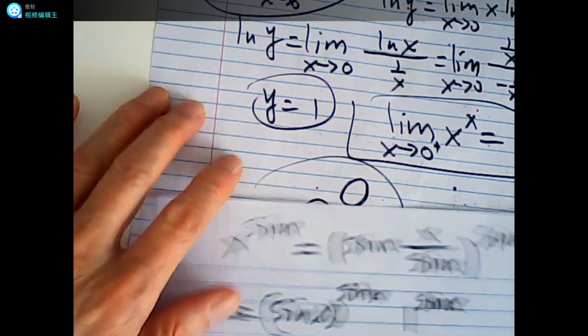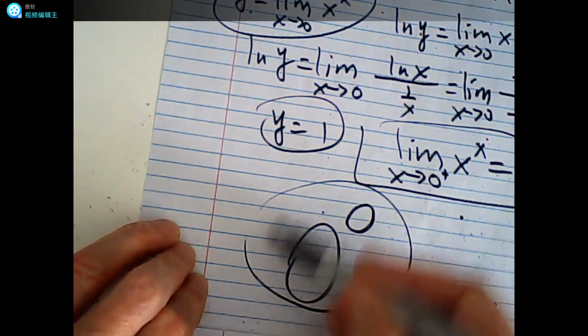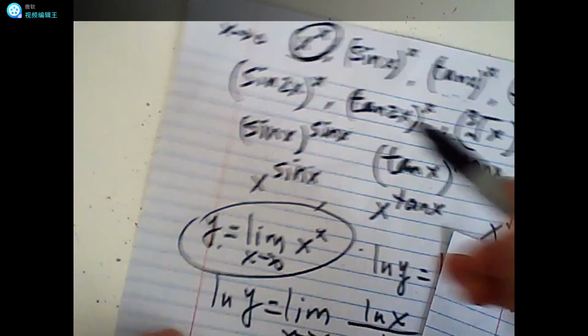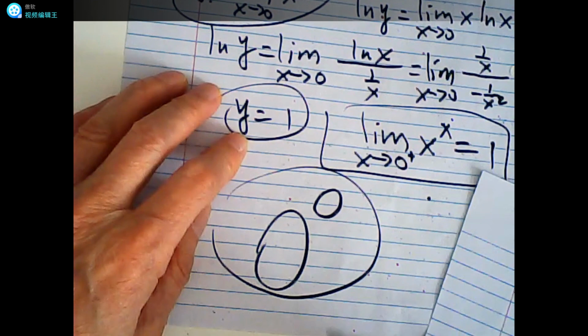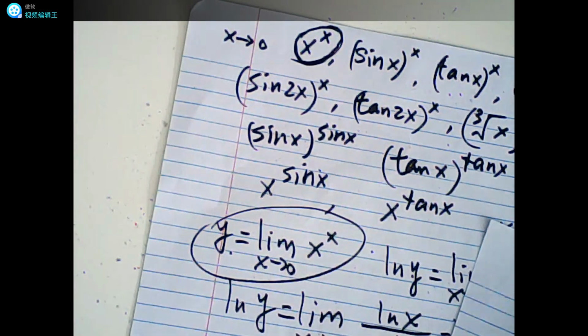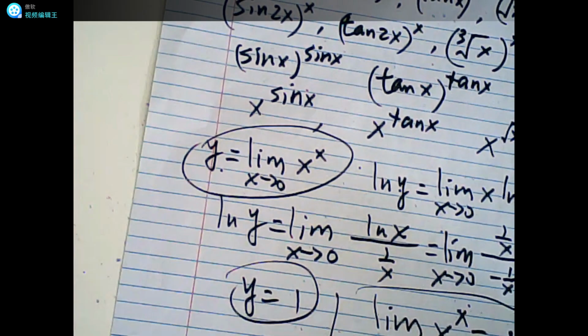So what I discussed is that this type of limit can be calculated easily if you know this limit is 0. This limit is 1. Then you can know the others very easily.